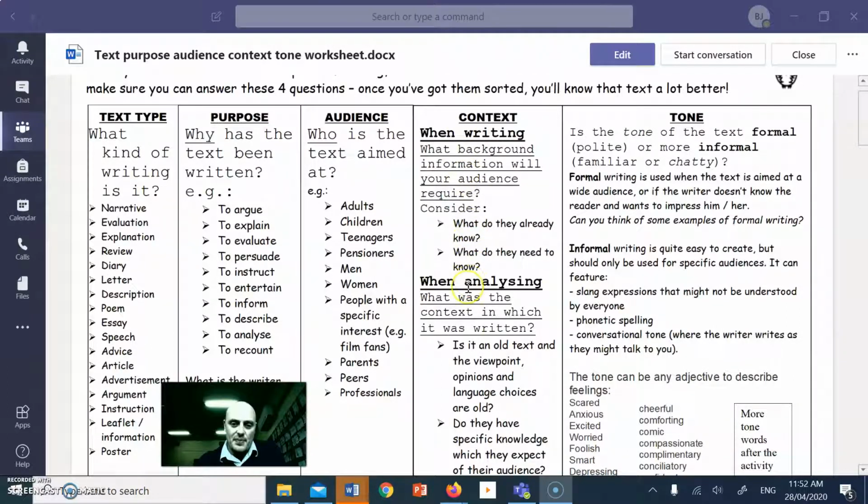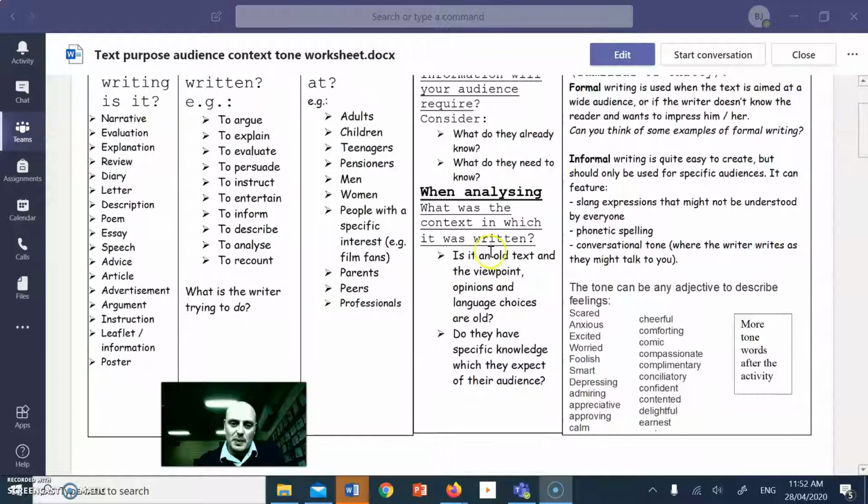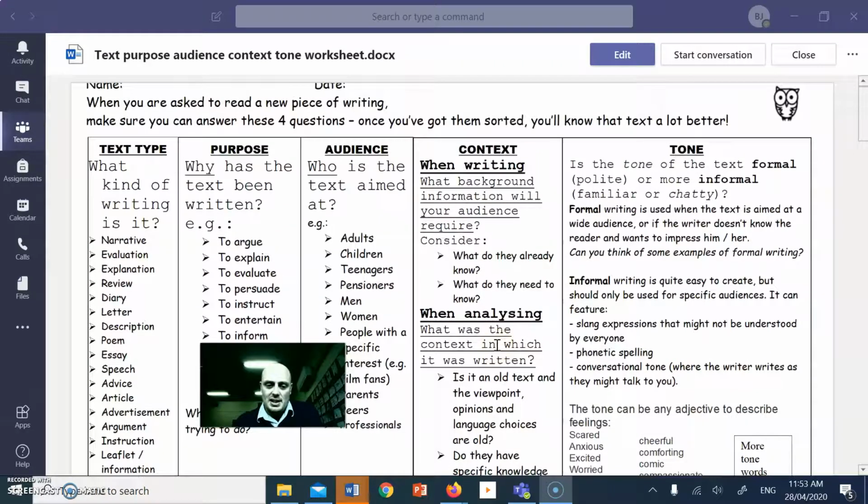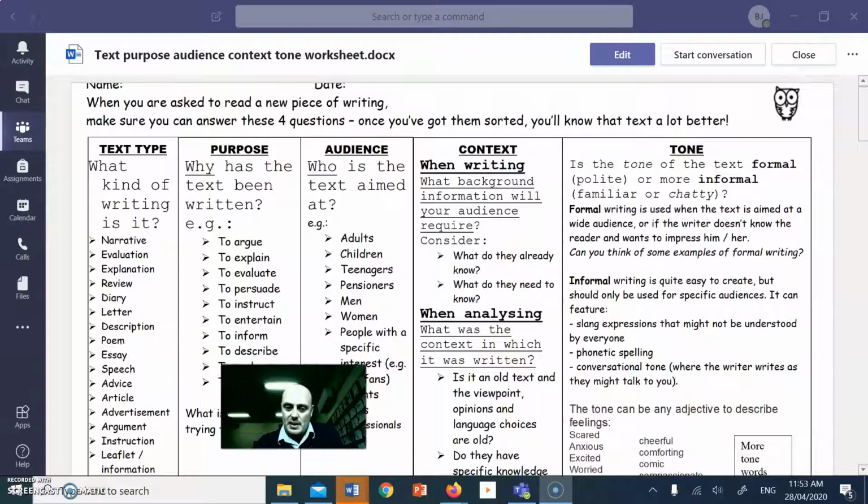All right, and when you're analyzing, this is when you're writing. What do you need to consider there? Now, when analyzing a text, you consider what was the context in which it was written. Okay, is it an old text? And the viewpoint and the language choices and the opinions are old. Okay, they're outdated maybe. They might be from a time when racism was everywhere and no one really questioned it. And we know that that's wrong and that everyone's equal. Okay, do they have specific knowledge which they expect of their audience? Okay, do they expect you to know certain things?